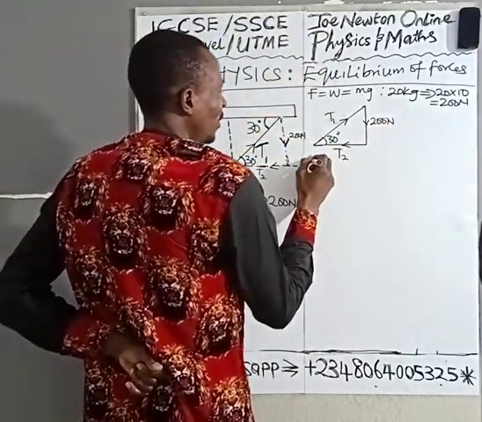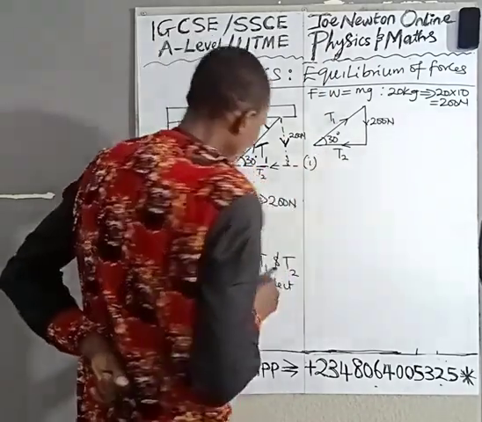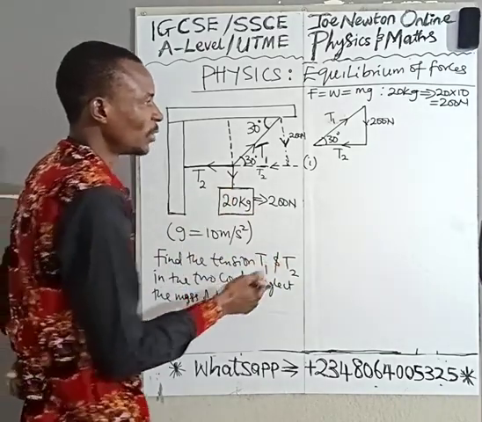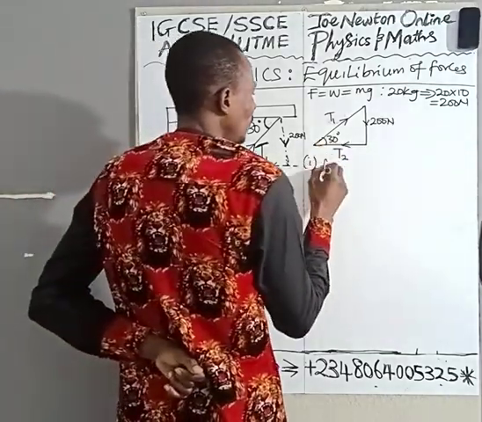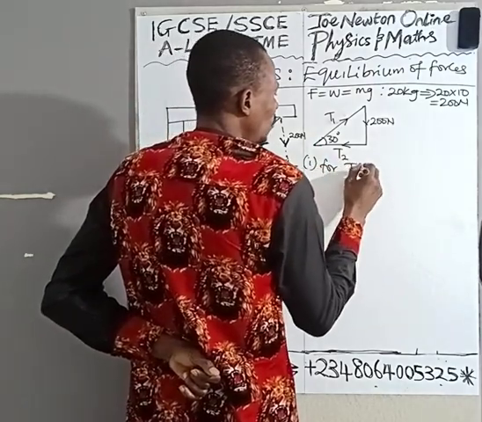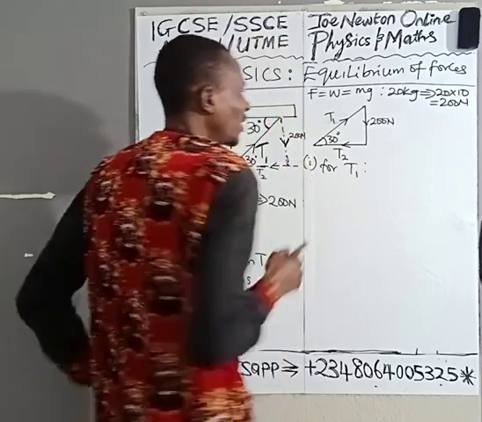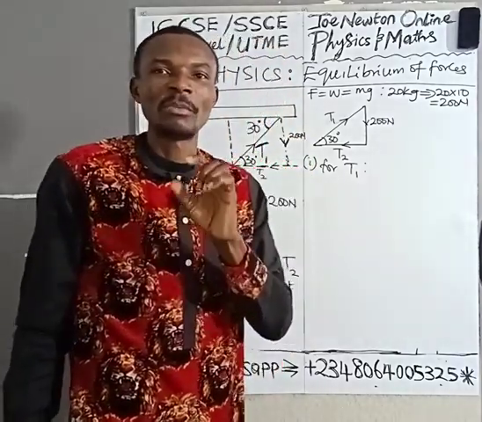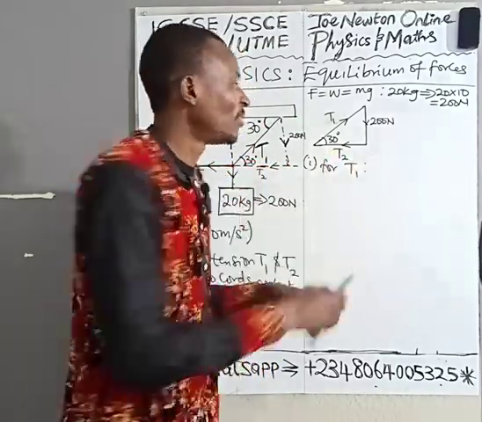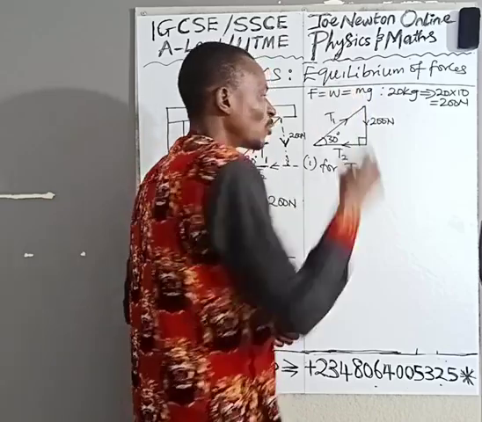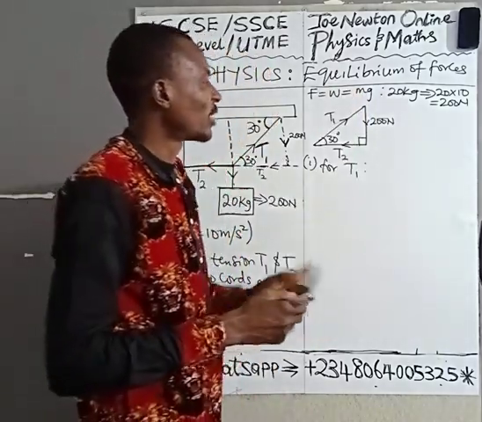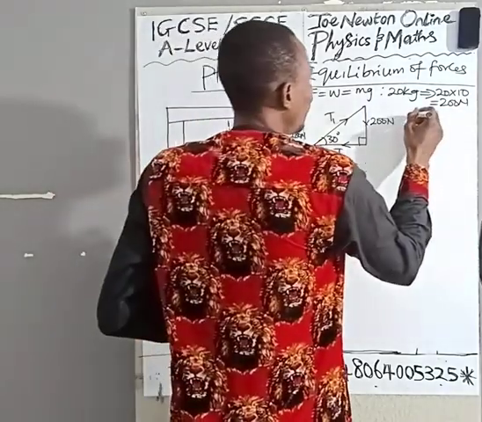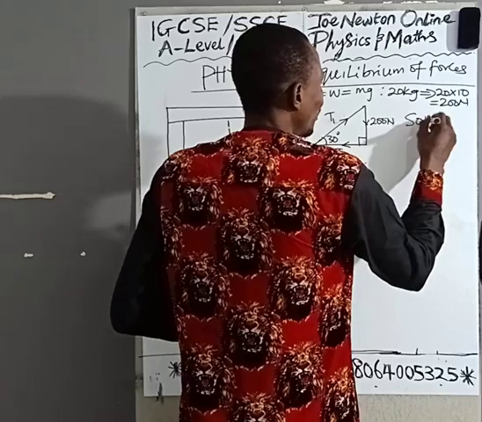The first one, question one. We are asked to find the tensions, that is, T1 and T2. So for T1, we now remember the trigonometric functions, the trigonometric ratios. The trigonometric ratios will help us now in solving it because this is a right-angled triangle as we have resolved. So in the trigonometric ratios, we now remember our SOHCAHTOA. Remember our SOHCAHTOA.